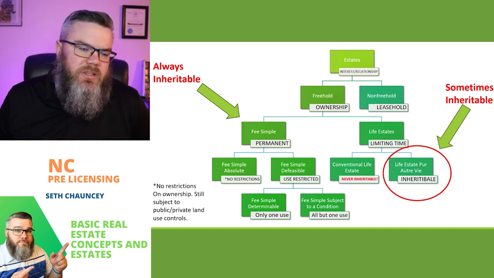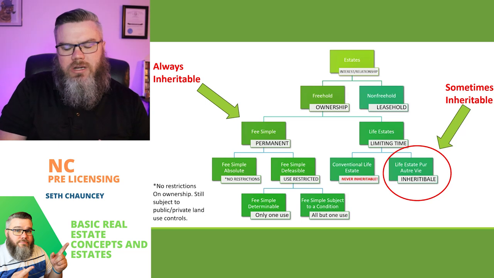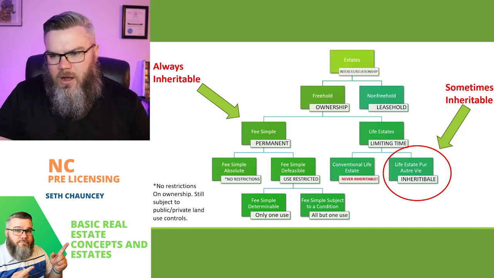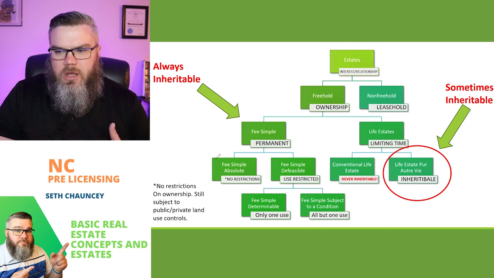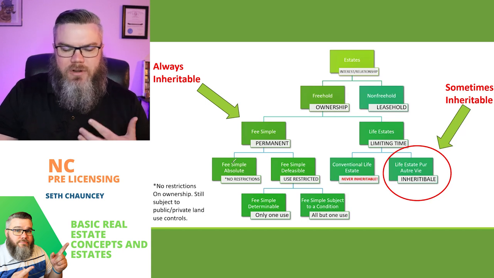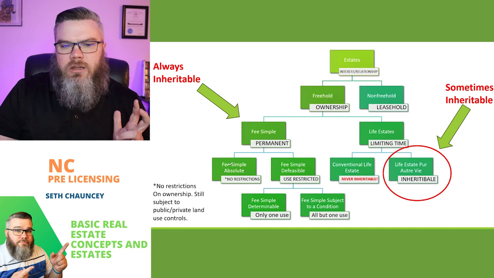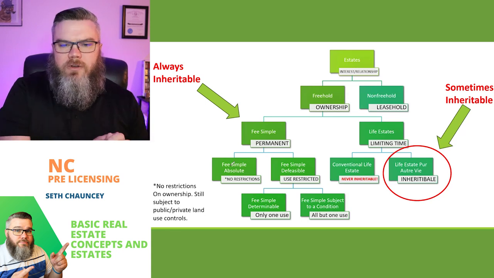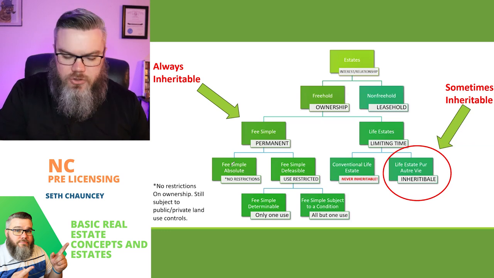Now, there's a couple different ways that these can be broken apart and categorized, and I'll get into that more in just a second. But what we're talking about right now, okay, when I said fee simple absolute, highest and best form of ownership, there are no restrictions other than public and private land use controls. And even then, you have to understand that public and private land use controls are not a strong enough restriction to ever cause you to lose your ownership of a property.